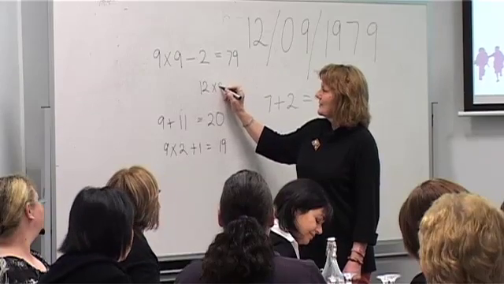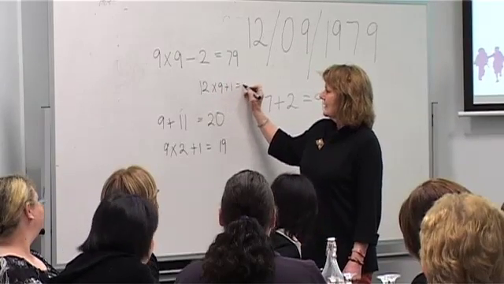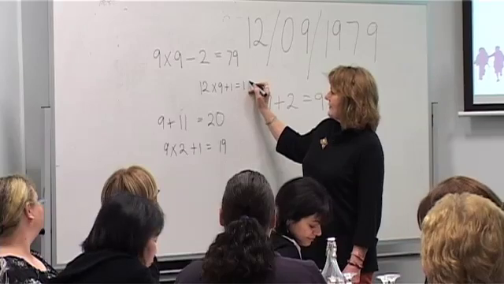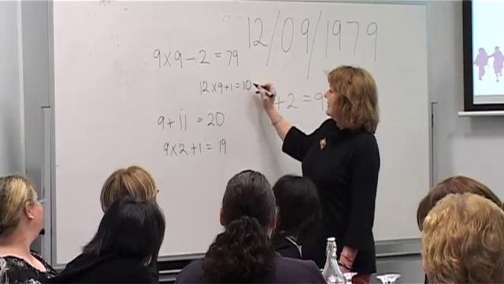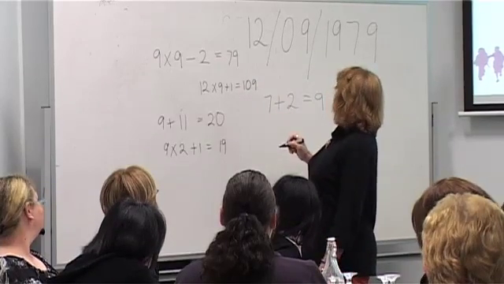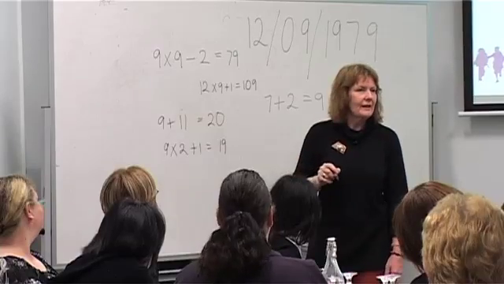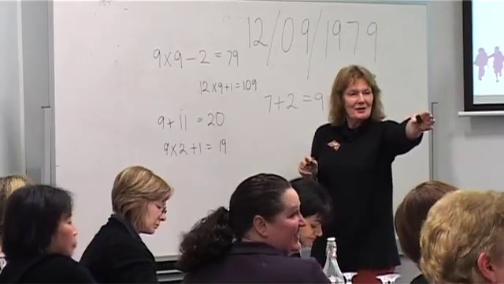12 times 9 plus 1 is 100. There's lots of 9 in that one. Okay. Sorry, go on, you got one?